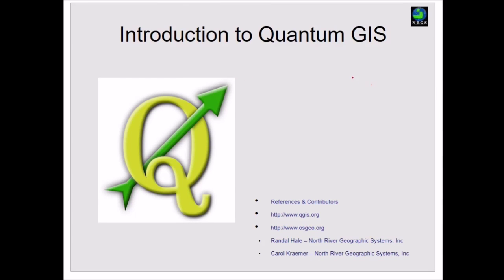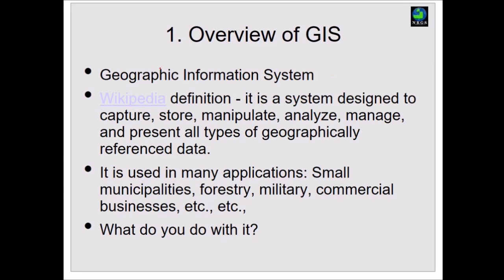So let us have an introduction to Quantum GIS. First of all, let us have some overview of GIS. GIS stands for Geographic Information System, and as per Wikipedia, it is a system designed to capture, store, manipulate, analyze, manage, and present all types of geographically referenced data, that is, spatial data. Right from capturing to storing, manipulating, analyzing, managing, and presentation of the spatial data.